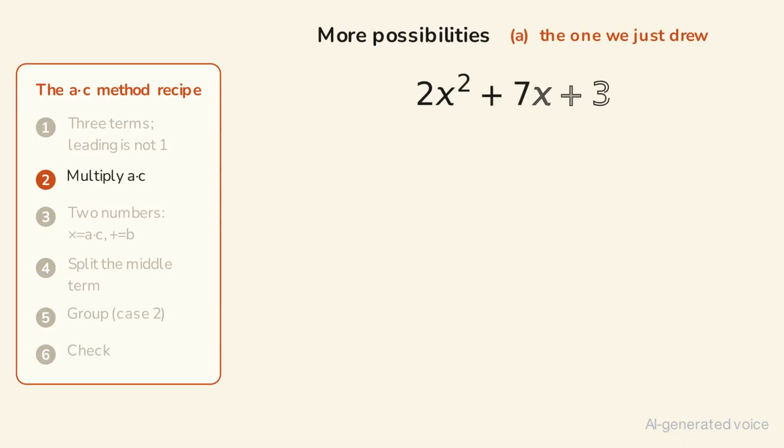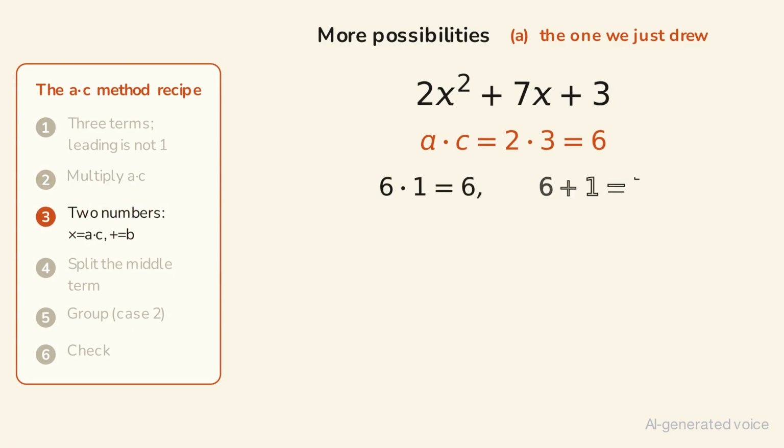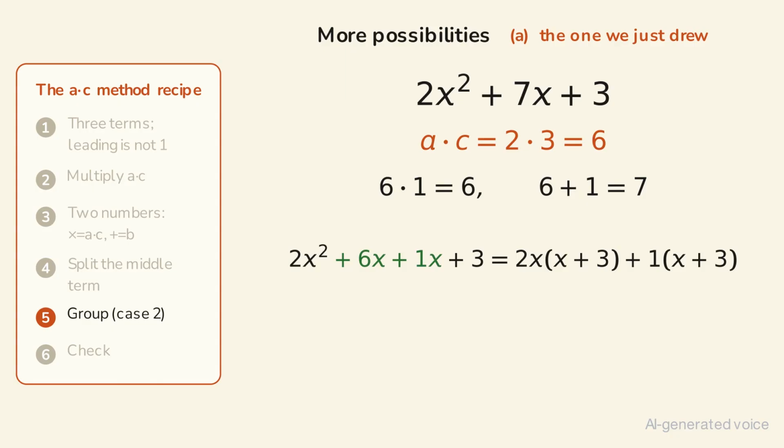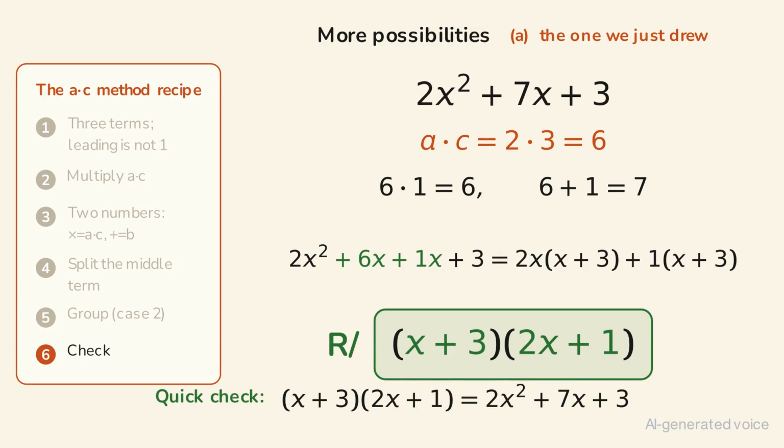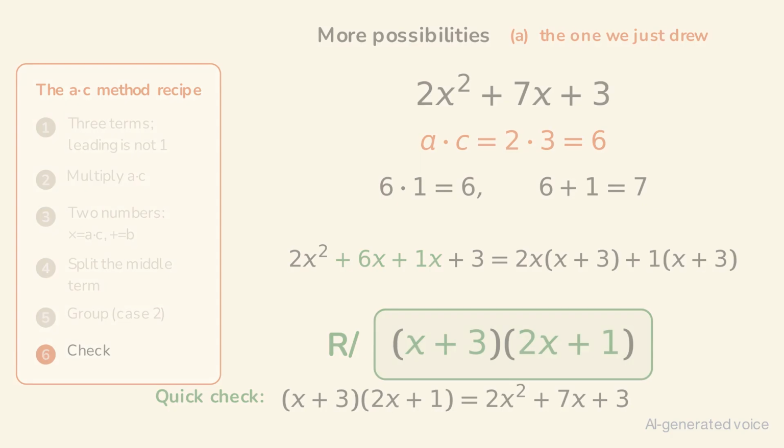Now let's see other possibilities, more briskly. Let's go back to the one we drew, but now with the method, 2x squared plus 7x plus 3. A times C is 2 times 3, 6. Two numbers that multiply to 6 and add to 7. They are 6 and 1. We split 7x into 6x plus 1x and group: 2x times x plus 3 plus 1 times x plus 3. The answer is x plus 3 times 2x plus 1. Quick check, x plus 3 times 2x plus 1 gives us back 2x squared plus 7x plus 3.